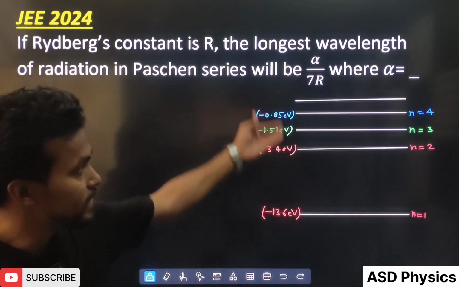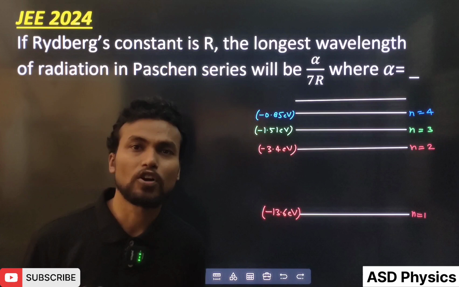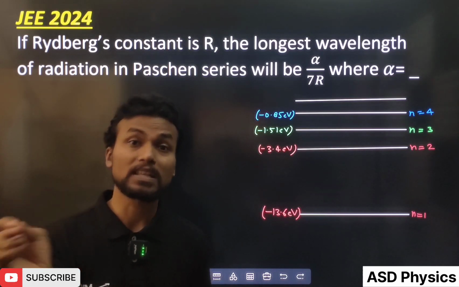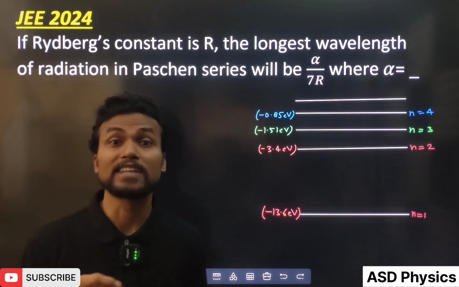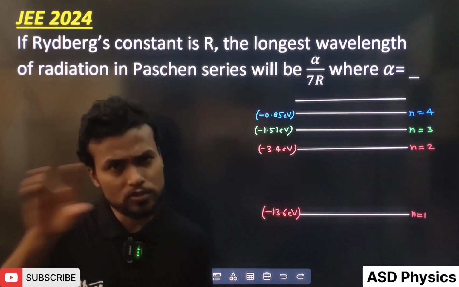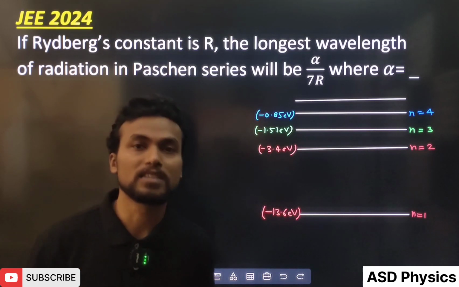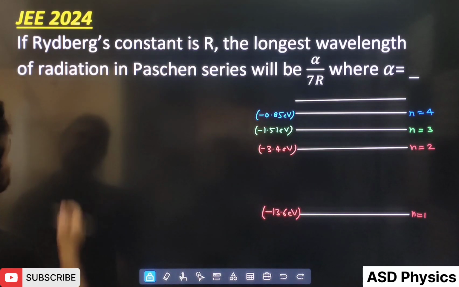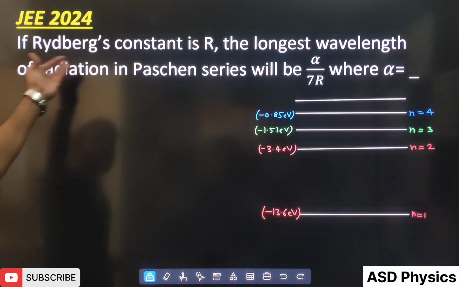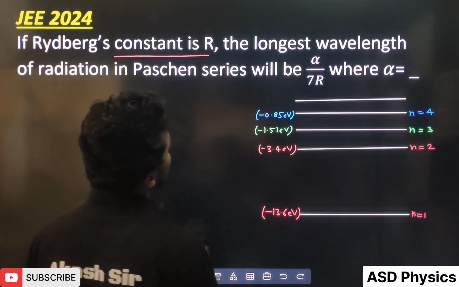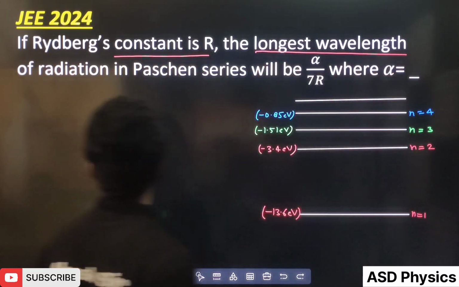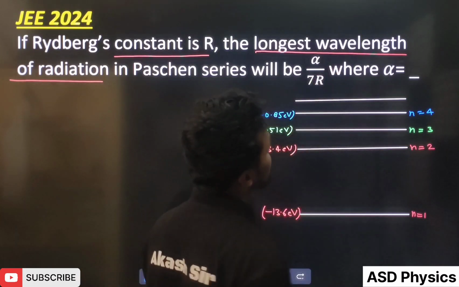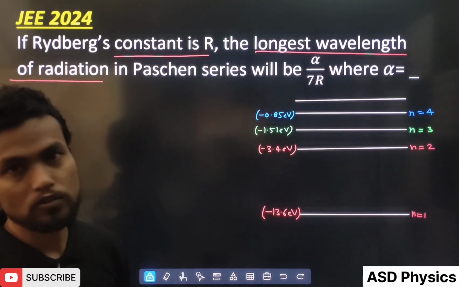So students, here I have drawn the different energy levels of an atom in which a single electron is there. Hydrogen is there, but others also, like He plus and Li plus 2. In all these situations, the Niels Bohr model will be applicable. Okay students, let's start the question. It is a JEE 2024 question. If Rydberg's constant is capital R, the longest wavelength of radiation in the Paschen series will be alpha by 7R. Then what is the value of alpha?